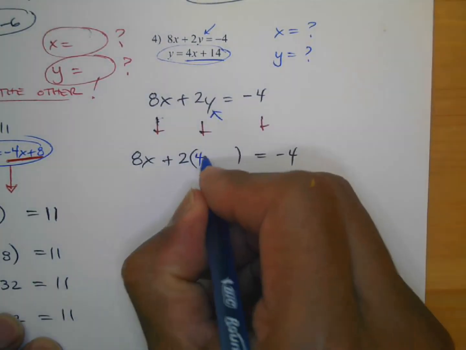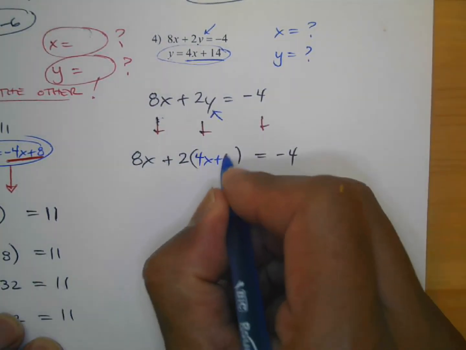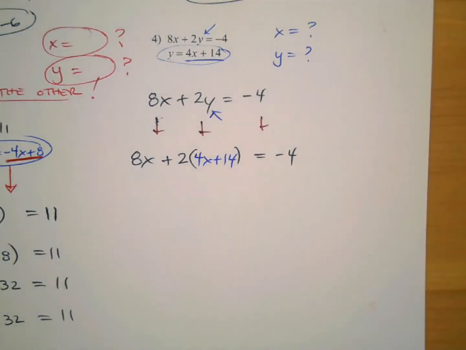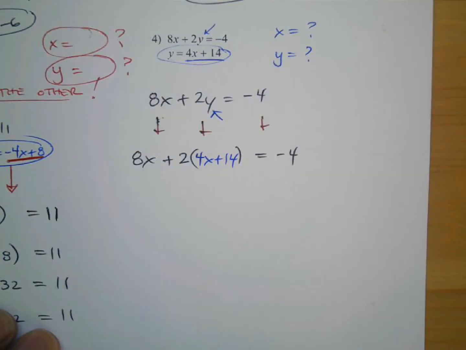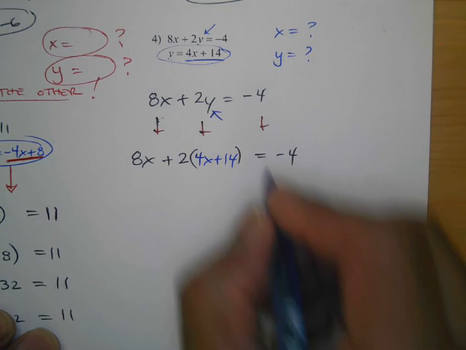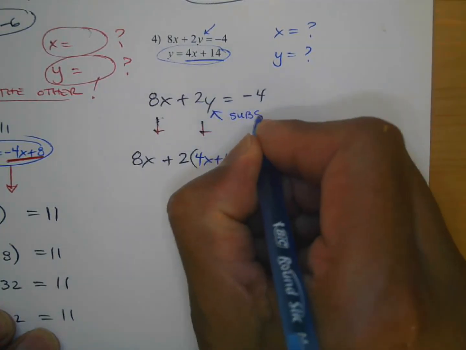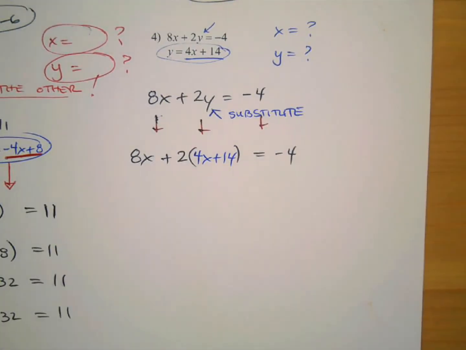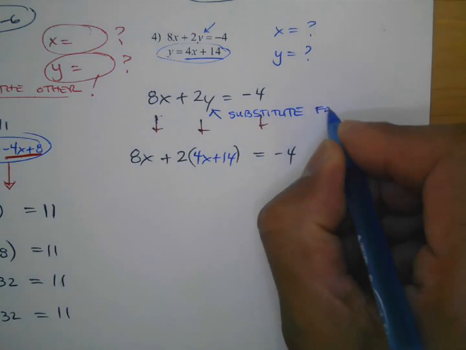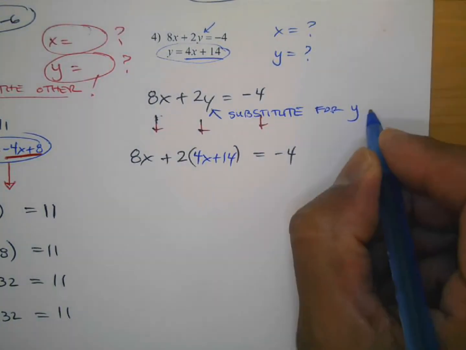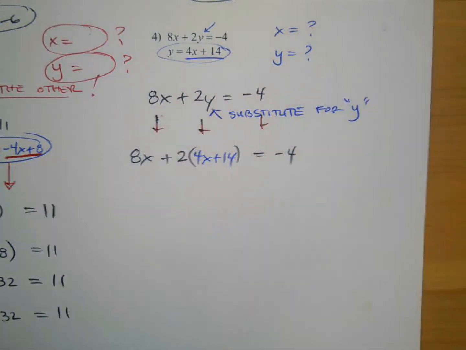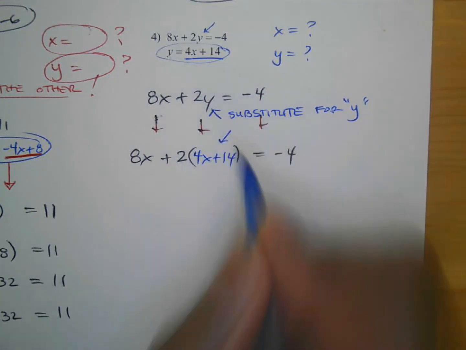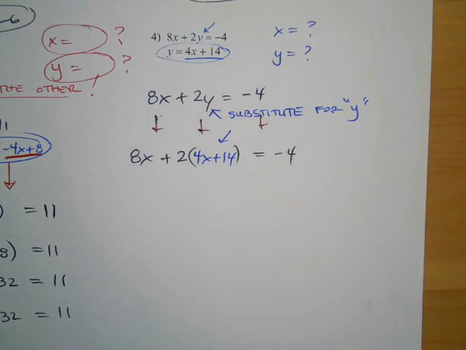Well, y equals 4x plus 14. This is where we did the substitute. Substitute for y. And then it goes right there. All right, let's continue.